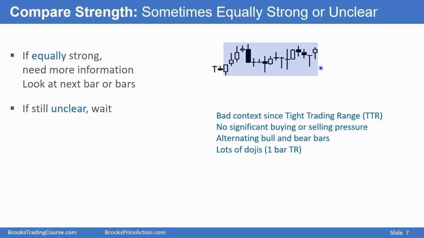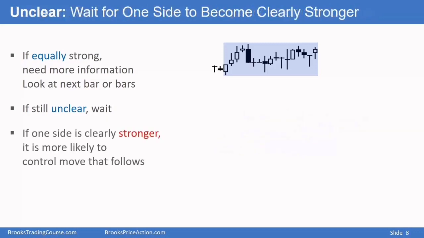The range is so tight, very difficult to make money, even for scalping, even with limit orders. There's no significant buying or selling pressure. Alternating bull and bear bars, prominent tails, small bodies, lots of little dojis, a very tight trading range. Better not to trade. Is one side clearly stronger here? Are the bulls clearly stronger? It's still lower highs. Are the bears clearly stronger?